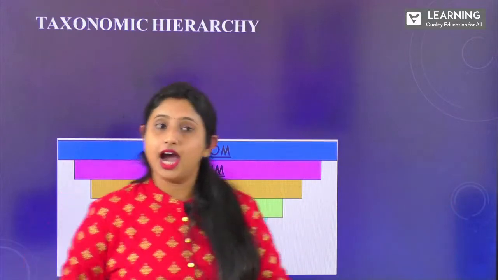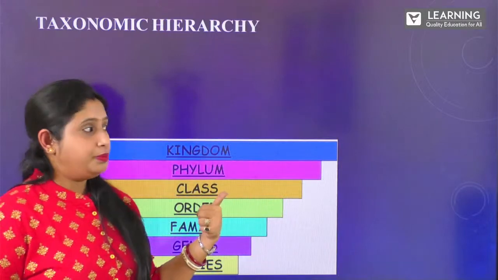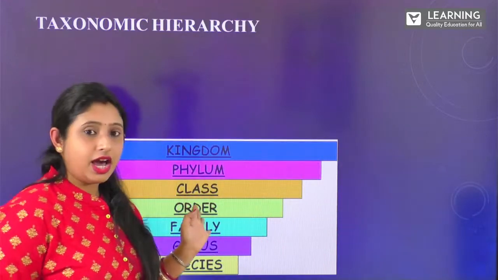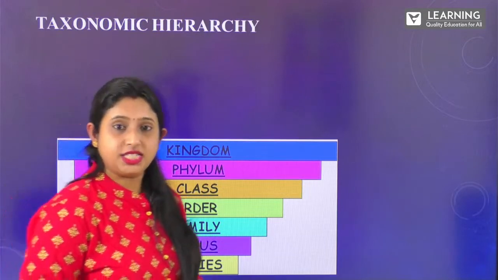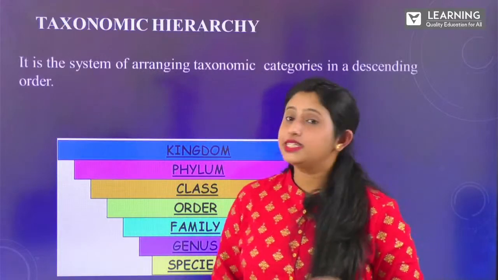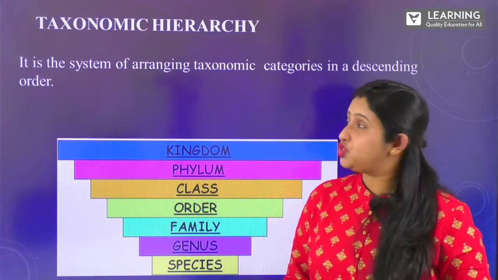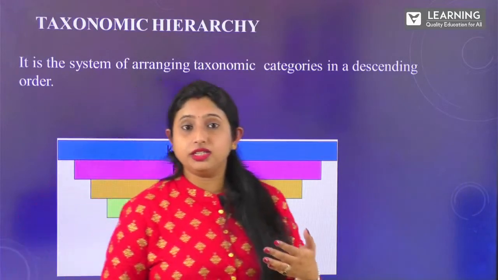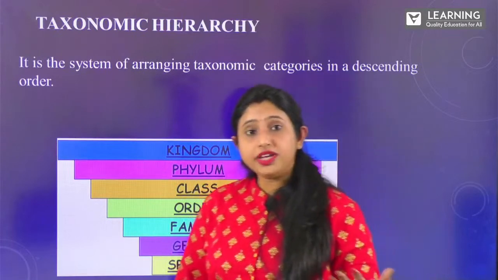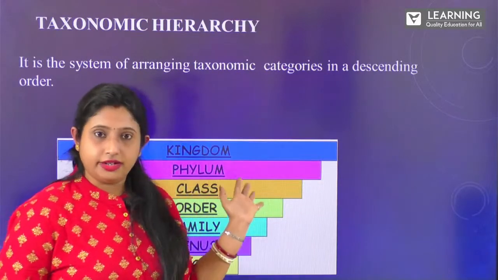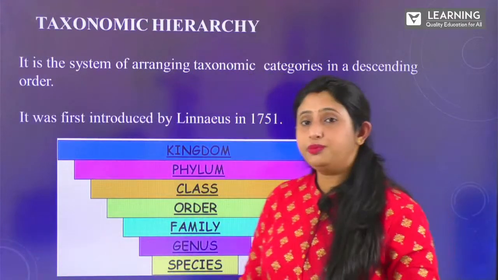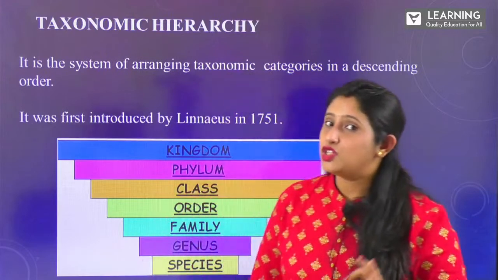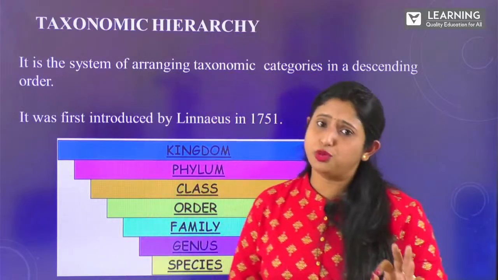Next, that is your taxonomic hierarchy, right? We have seen in the previous slides: kingdom, phylum, then class, order, family, genus and species. So what is this taxonomic hierarchy? It is nothing but a system of arranging the taxonomic categories in a descending order. Is that clear? It was given by who? Linnaeus. He is known as the father of taxonomy. Remember, this is very, very important for examination. He gave it in 1751. This is very easy to remember.